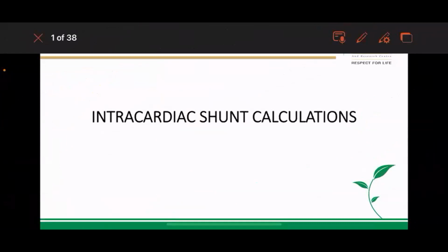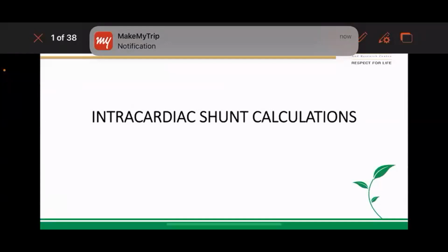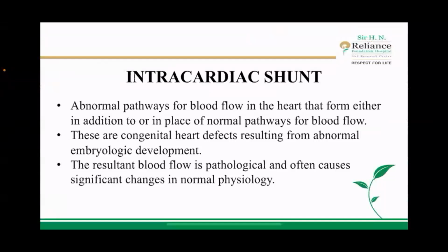Good afternoon, everyone. I'm Dr. Kritika Sharma. The topic for today's presentation is intracardiac shunt calculations. I will not be going into each and every shunt individually, but will try to focus on the different methods of assessing shunts. So what do we mean by intracardiac shunts? These are basically abnormal pathways for blood flow in the heart that form either in addition to or in place of the normal pathways. They mainly include all the congenital heart defects that result from abnormal embryological development. The resultant blood flow is pathological and often causes significant changes in normal physiology.